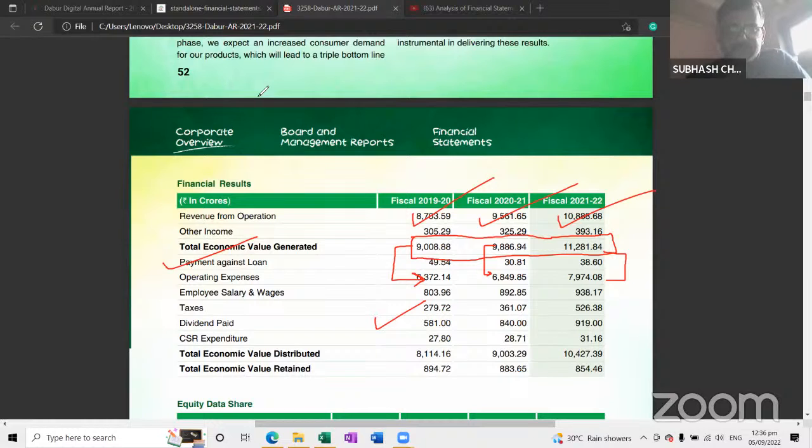Can anyone tell me how it is related? Let's say we want to invest in Dabur. So are you going to invest in it or not? Come on.